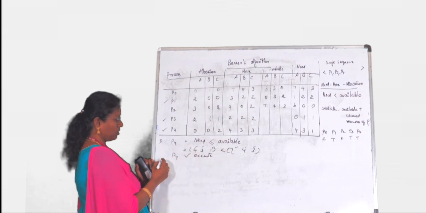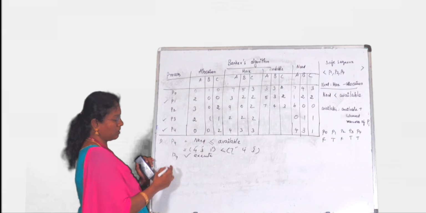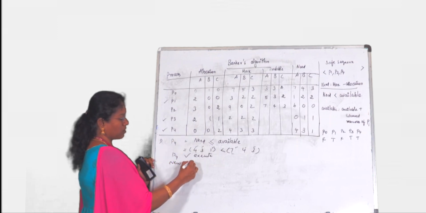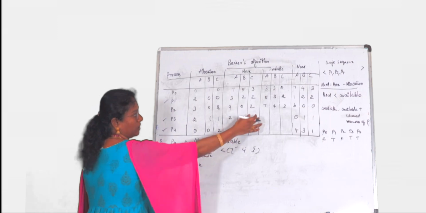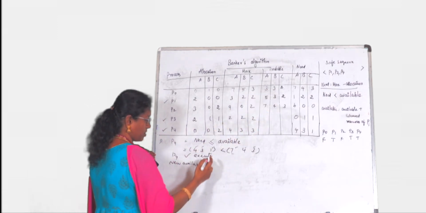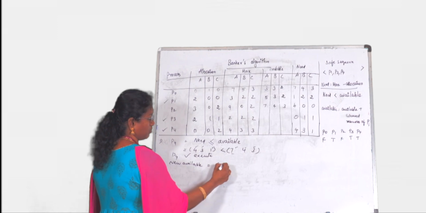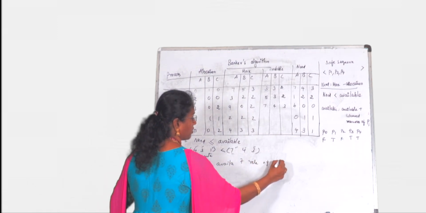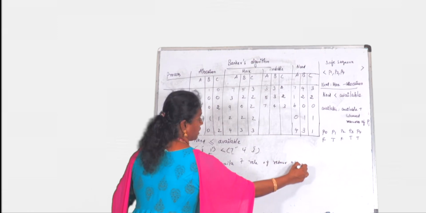Okay, now P4 has been executed, so it will release its resources. Again, we have to find out the newly available resource because it will release its resources. So the available will be increased. So newly available equals available plus release of resource of P4.